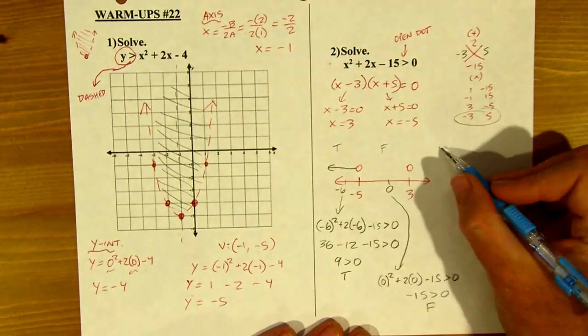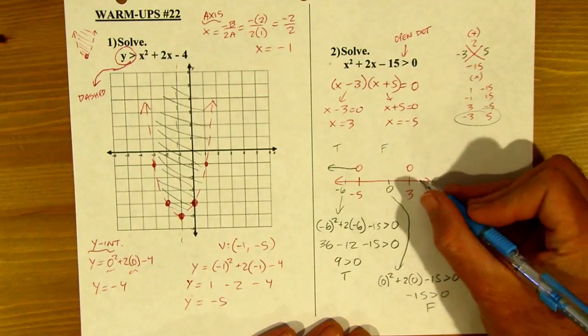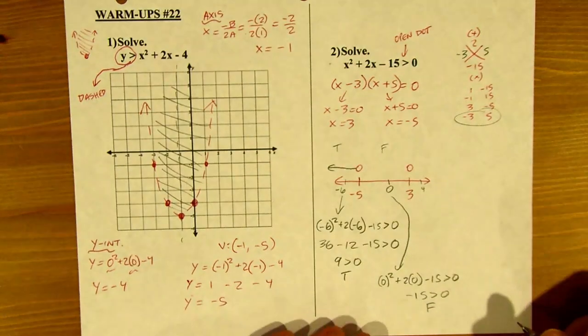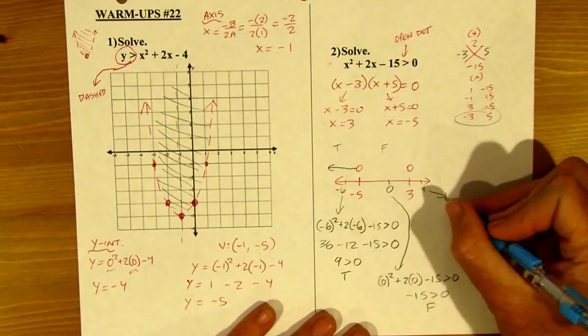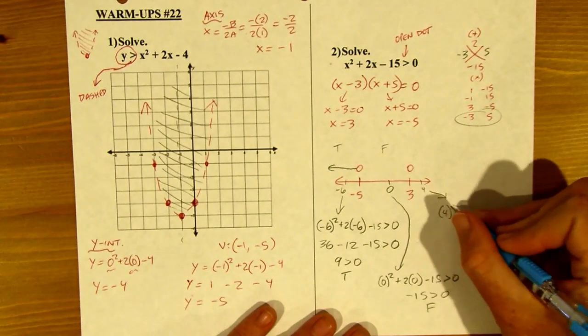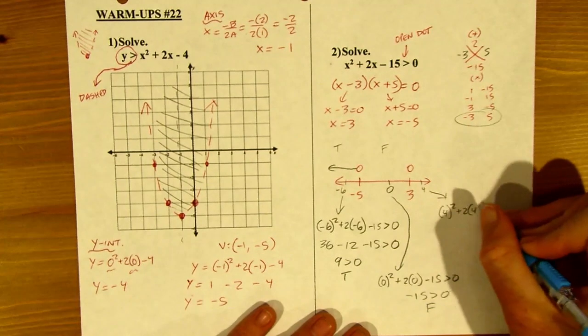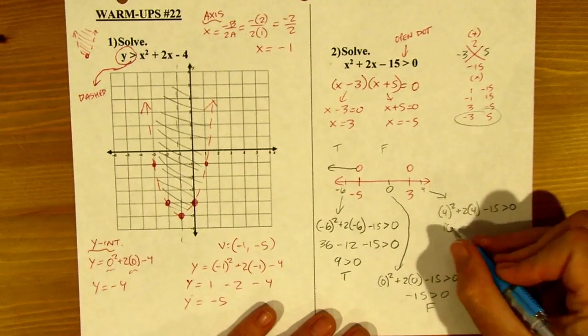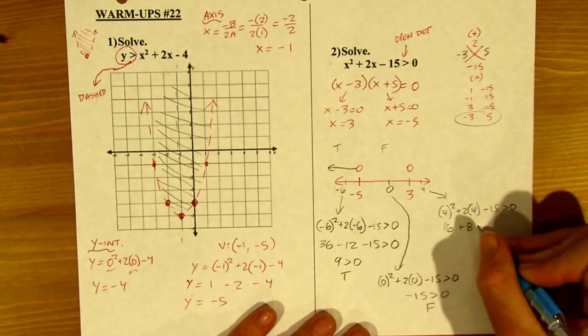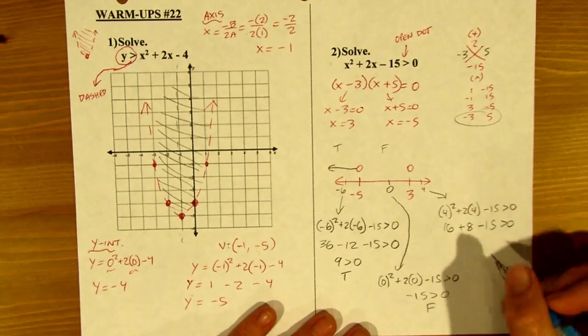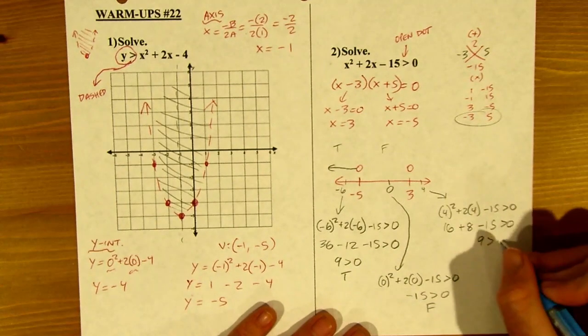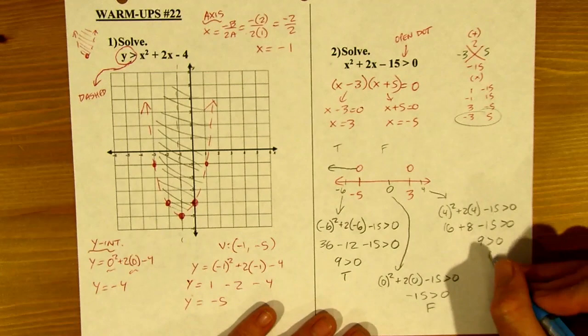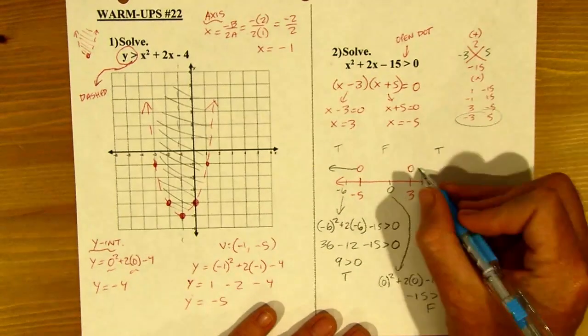Again, I'm guessing this is going to be true over here, but just to make sure, let's pick a test point. I'll use positive 4, and again, plug it into the original inequality. So 4 squared is 16, 2 times 4 is 8, and that's going to give me 9. Again, 9 is greater than 0. Well, that's a true statement. So that means this is a true zone.